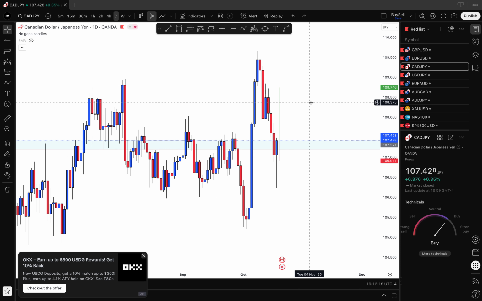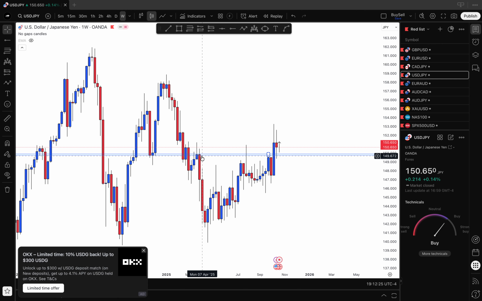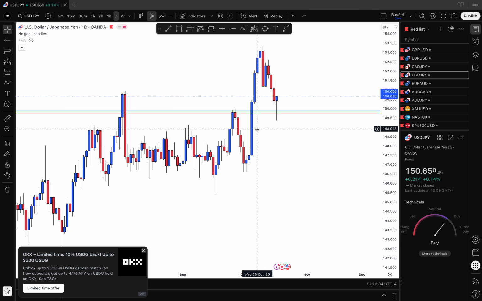USD JPY, it's very simple. We have lower low, lower high. This is the lower high. We break out of it. So this is our higher high, higher low. So we are bullish on the weekly. Daily, same thing, higher high, higher low.